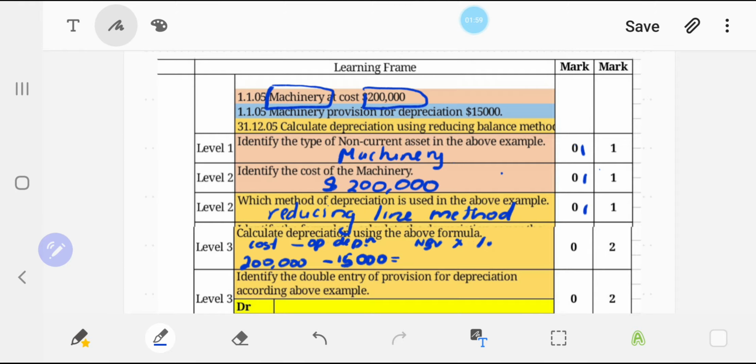Therefore 200,000 take away 15,000 gives you 185,000 into 10 over 100. Therefore, the answer for this would be 18,500, and you get 2 marks there for finding the net book value and for the correct answer.